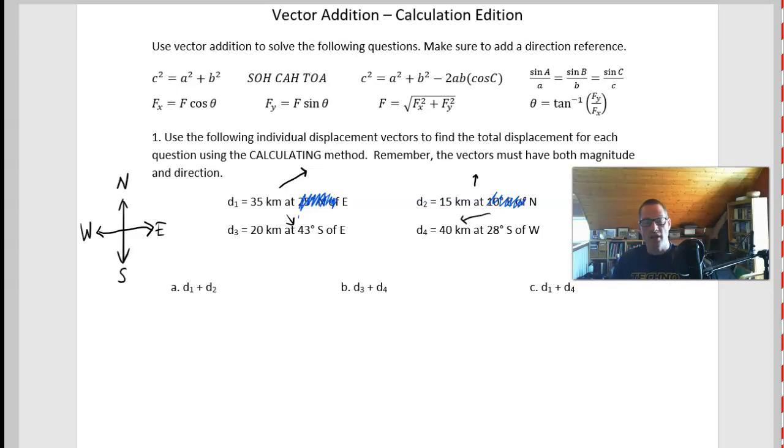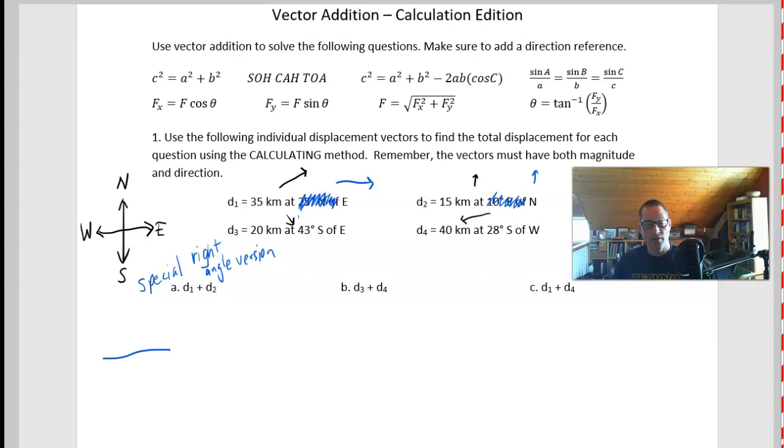So this is the special A here, special right angle version. Okay, and so one's going straight east like that, and the other one's going straight north like that. Okay, so let's add those two together. So we would have 30.